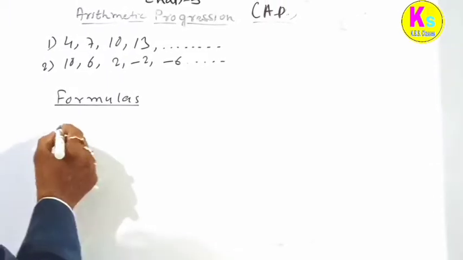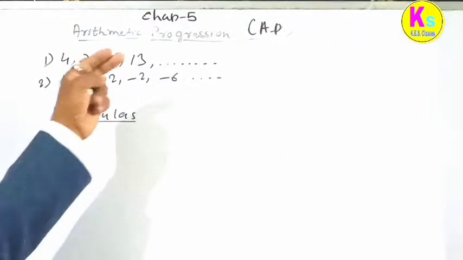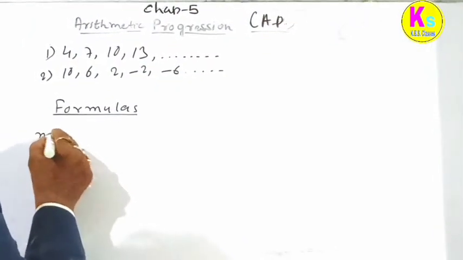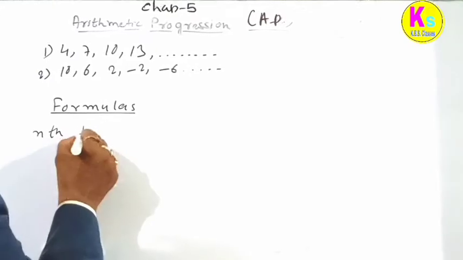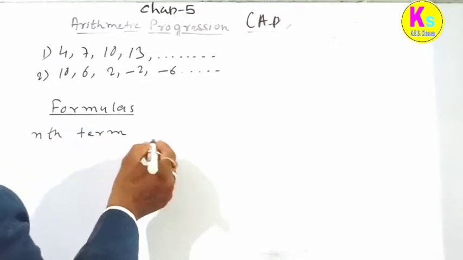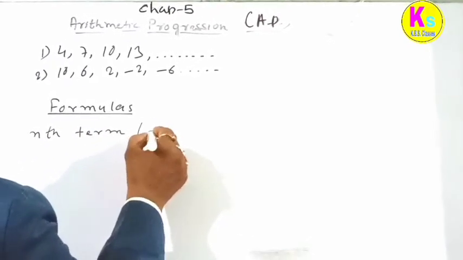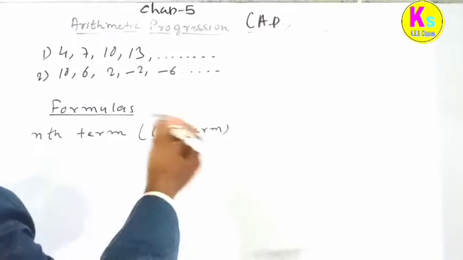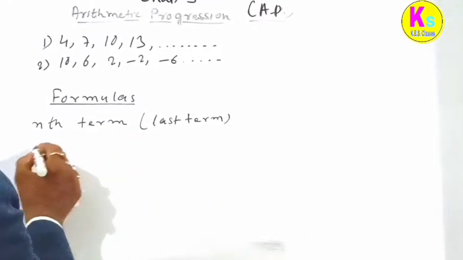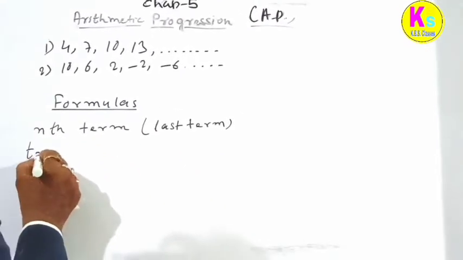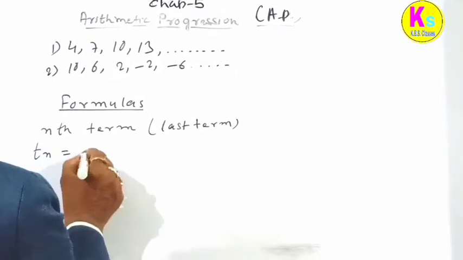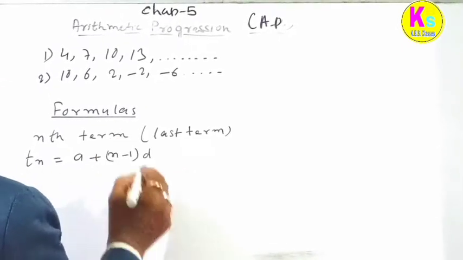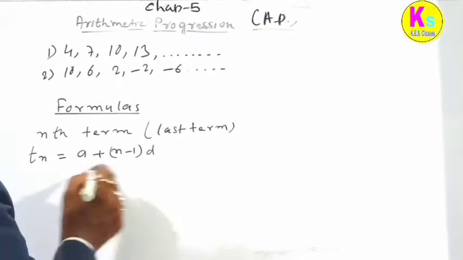We have two formulas. First one is to get the nth term, or the last term, meaning the term we have to find. The nth term we shall give the symbol Tn. Tn is equal to a plus (n minus 1) into d. This is the Tn, or the nth term.